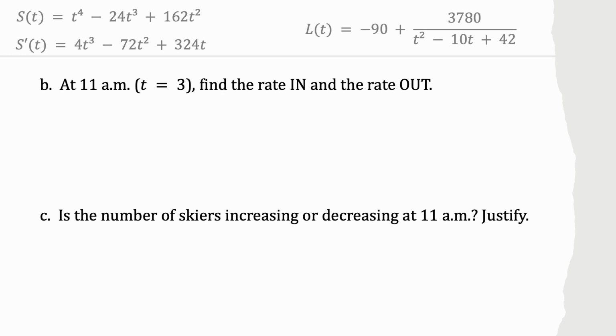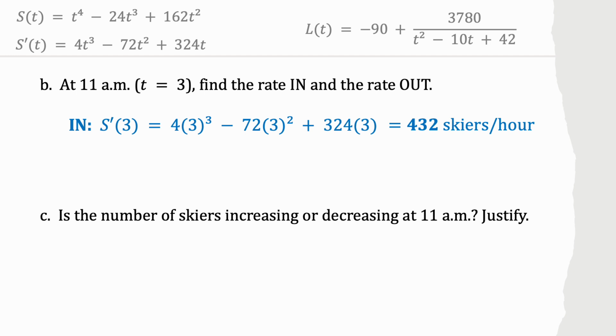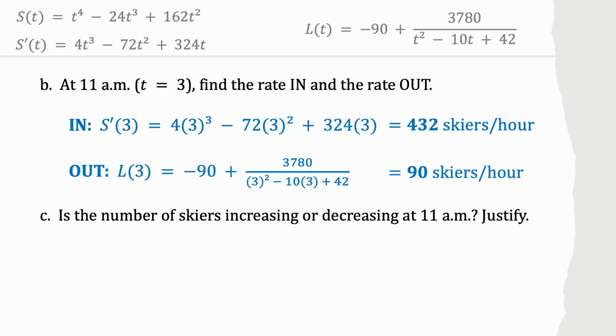Part B. At 11 a.m., that's 3 hours after they open, find the rate in and the rate out. So the rate in is just going to be S prime of 3. Plug 3 into the derivative, and you get 432 skiers per hour that are entering. Now out, L of t is already a rate, so we just plug in 3 directly to the function that they've given us. You get 90 skiers per hour.